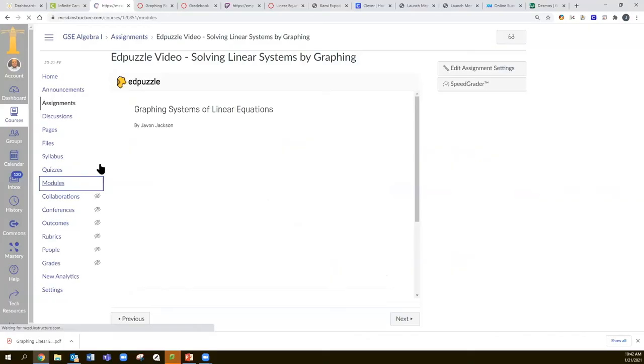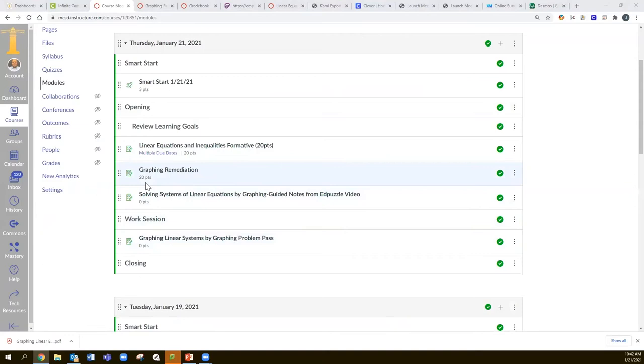It's graphing remediation, I think. Now it's worth 20 points. I'm grading out of 20 points. The highest you can get is a 16, and the goal is to get 4 out of 5. So get 4 out of 5, you get a 16. Anything below that, I'll take the highest of the two grades, okay?